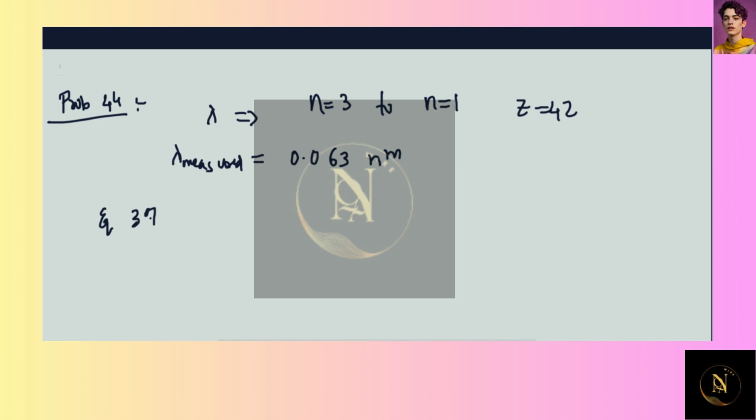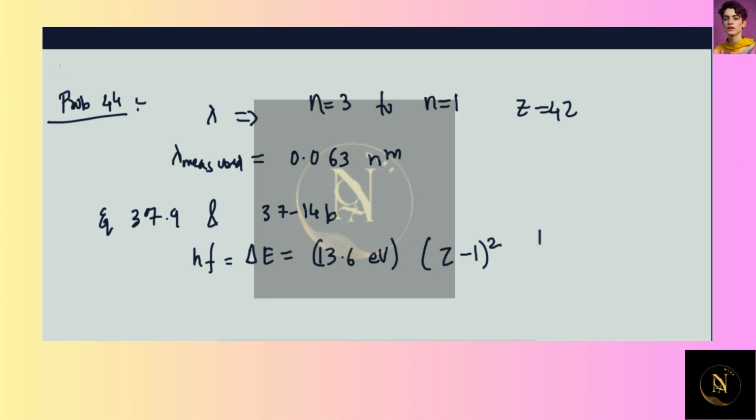Now we use the equation from chapter 37, equation 37.9 and 37-14b, which is basically h times f, or change in the energy, is 13.6 electron volt times (Z minus 1) squared. This is the change in energy due to the transition of the electron from a higher state to a lower state, 1 over n prime squared minus 1 over n squared, where n prime is 1 and n is, not 2, but 3.